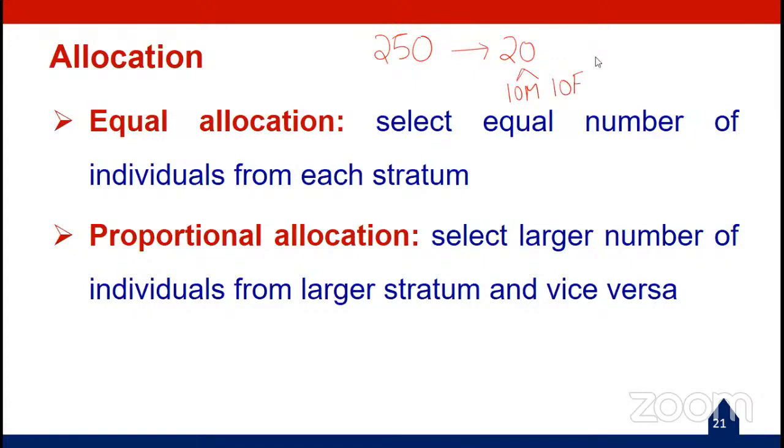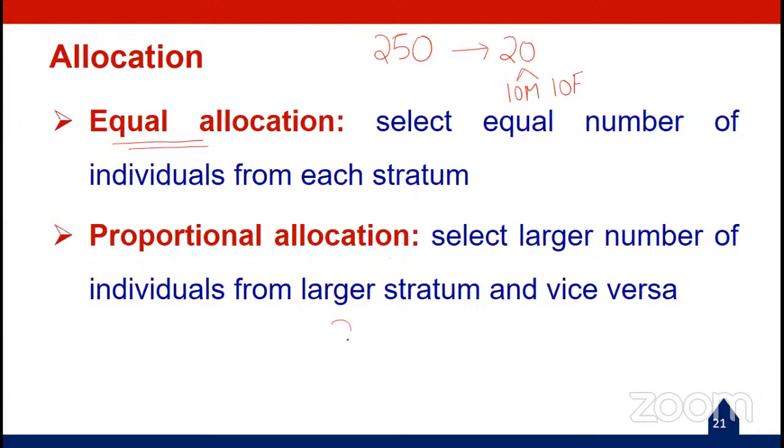Select an equal number of individuals from each stratum. We have two strata, male and female, and from each of the stratum, you select an equal number of individuals. So this is referred to as equal allocation. Then there is proportional allocation. In the sense, select a larger number of individuals from larger strata. That is, the larger the stratum, select more individuals.